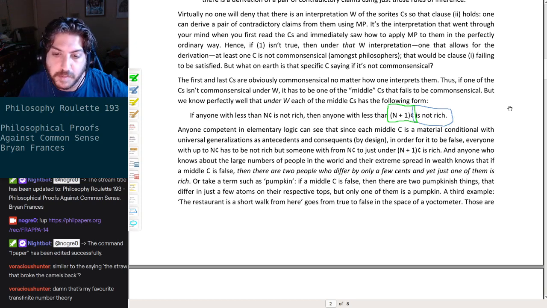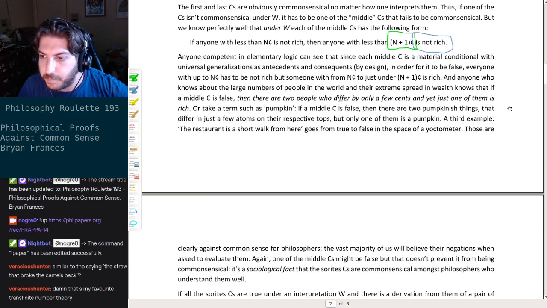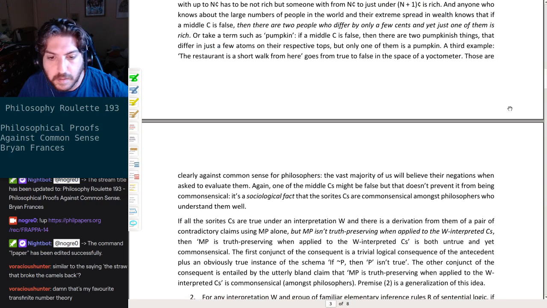Or take a term such as "pumpkin." If a middle C is false, then there are two pumpkinish things that differ in just a few atoms on their respective tops, but only one of them is a pumpkin. A third example: "The restaurant is a short walk from here" goes from true to false in the space of a yoctometer. Those are clearly against common sense for philosophers. The vast majority of us will believe their negations when asked to evaluate them.